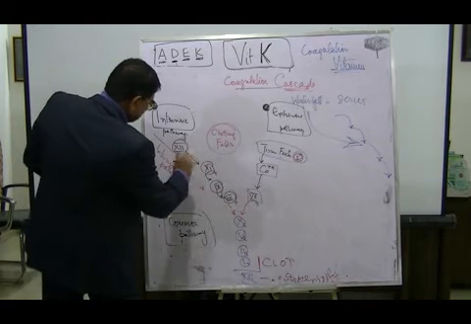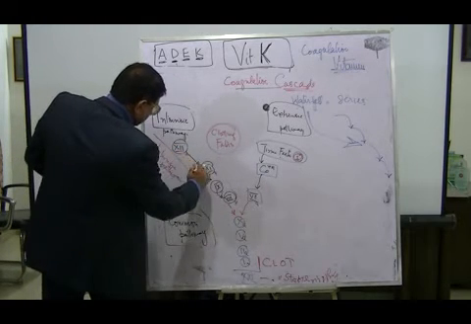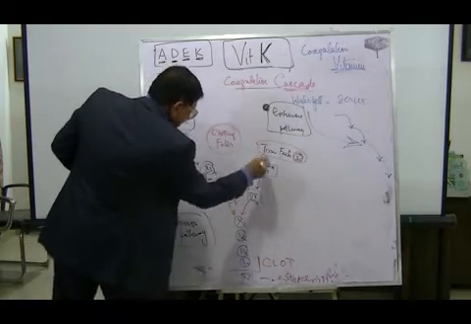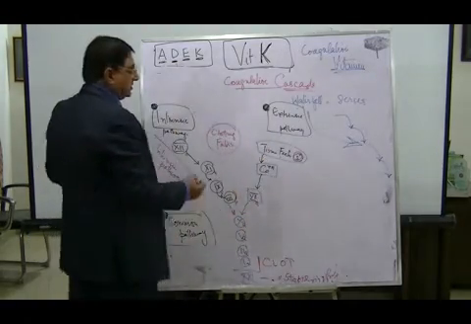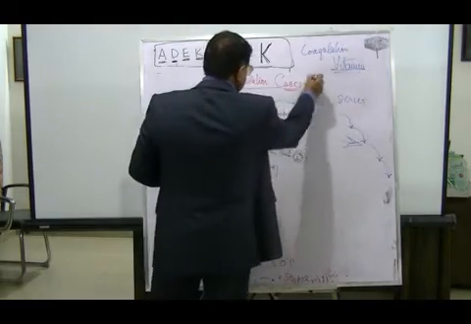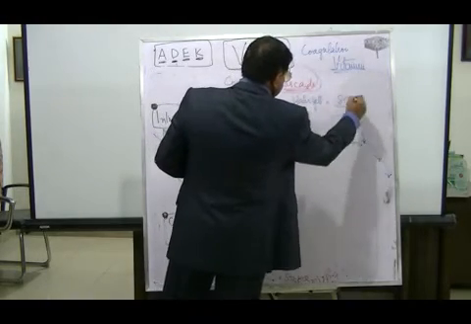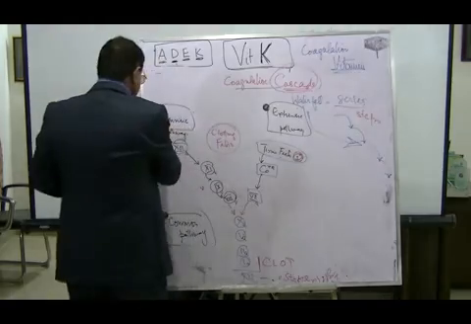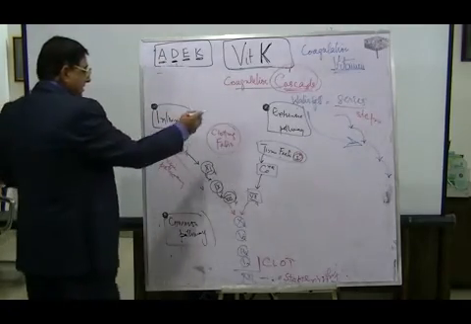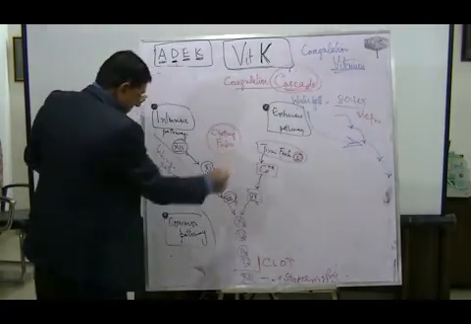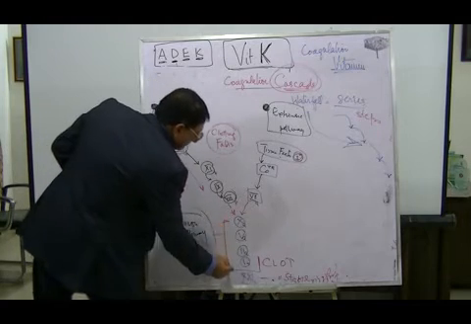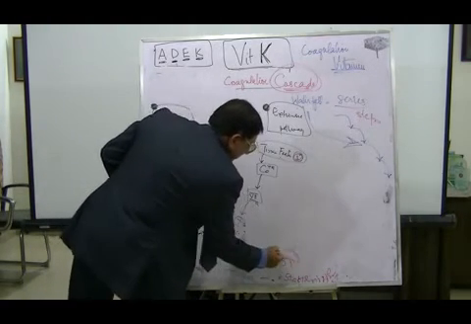This is a cascade. It acts on 11 and activates it, it acts on 9 and activates it, acts on 8, so it is activating like this. So we call it a cascade, a waterfall in series, in steps. This one is intrinsic, the other one is extrinsic, and this one is the common pathway leading to the formation of clot.